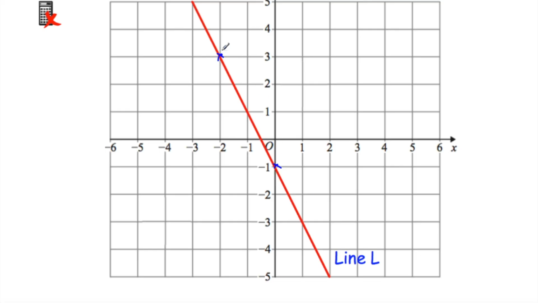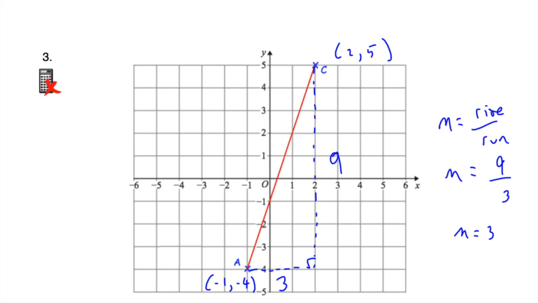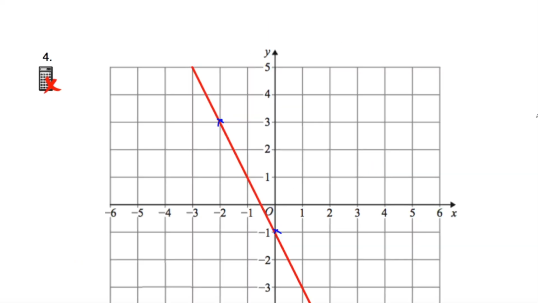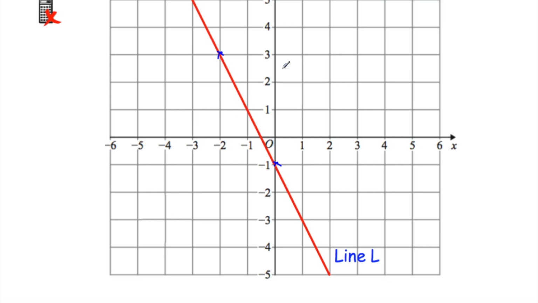Now this time, if you have a look at the line, it's actually going downwards, so it's going to have a negative gradient. If we look back at the other questions, the lines have been going upwards, but this time the line's going down, so instead of a positive gradient, we've got a negative gradient. So let's make our little right angle triangle, going across and then down.